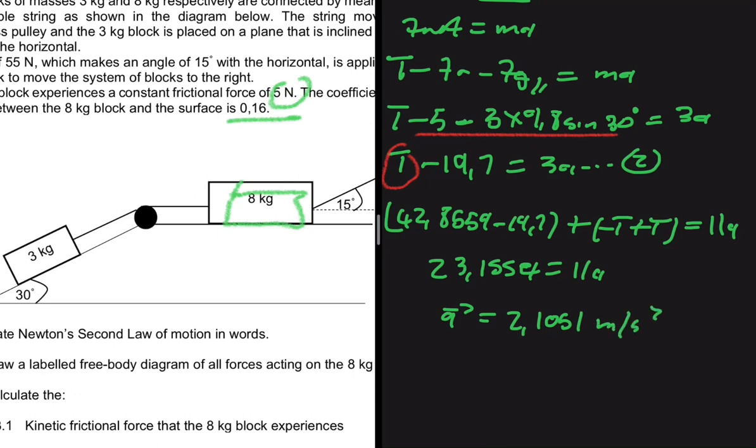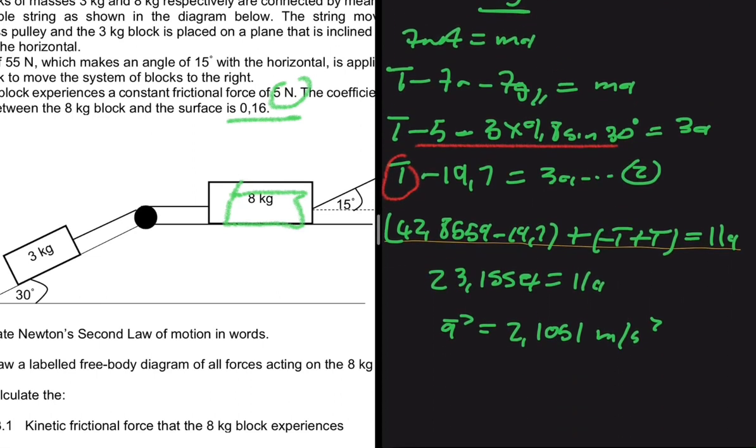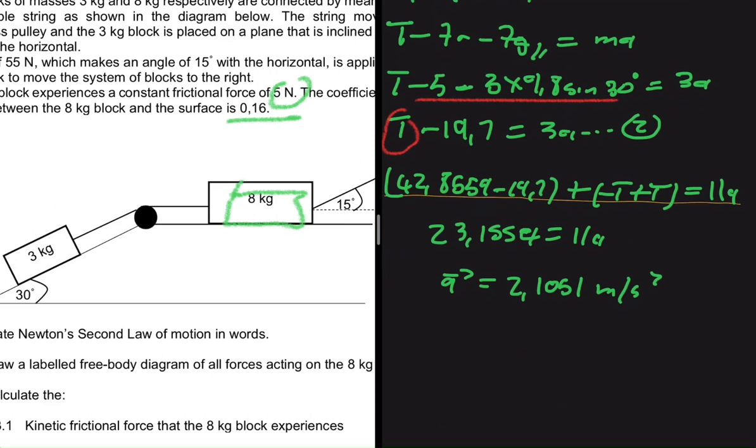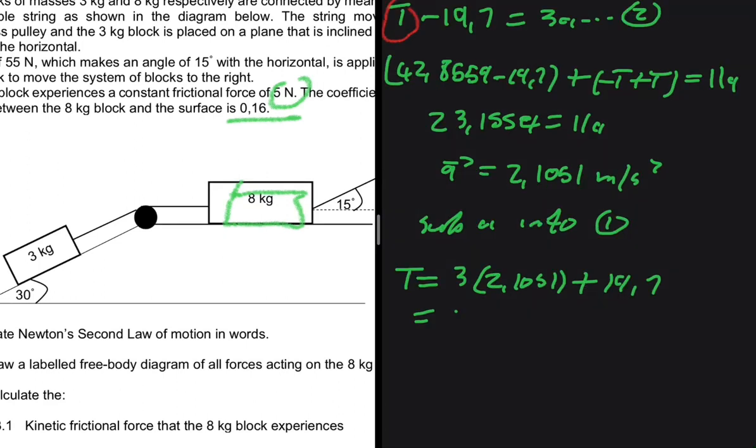So now I have the acceleration, I just need the tension. I'm going to use equation 2 because it's smoother compared to equation 1, if you get what I mean. So if I sub a into equation 2, I'm going to get the tension being equal to 3 multiplied by 2.1051 plus 19.7. So my tension here is 26.02 newtons.